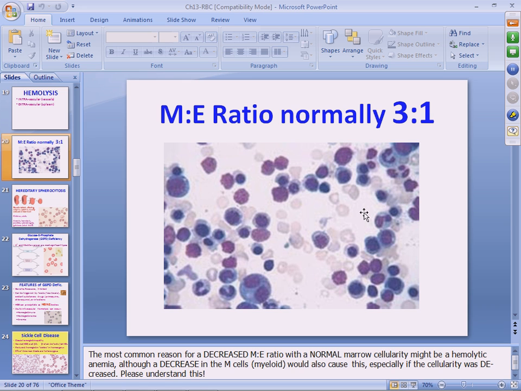But wait a minute, but let's say that you're hemolyzing and now you have an erythroid hyperplasia. Well, the denominator just got bigger, didn't it? So that means that ratio is going down. So one of the most common reasons for a decreased ME ratio would be hemolytic anemia. And in most cases of hemolytic anemias, it's very often not 3 to 1, but it's already down to 1 to 1. Or it could very easily be reversed as well. Now this happens to be a pretty nice smear here, and the reason why I like it is because on this particular stain you could easily tell the difference between myeloid cells and the erythroid cells.